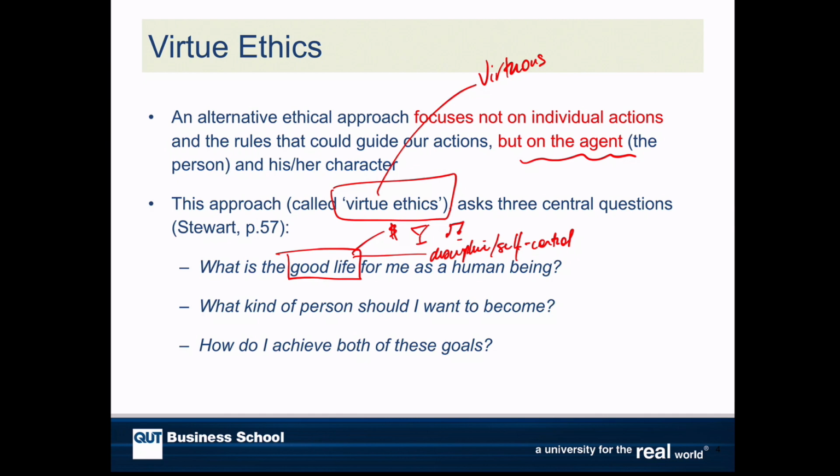Okay, so in order to get a good life, you need to work out what kind of person you want to become. Okay? And if you become this kind of person, you will lead a good life. And when we're answering those questions, we want to be able to think about, well, how do I actually go about doing it? How do I actually do this? Yeah? It's all easy to talk about it, but what do I need to do? And that's the focus of virtue ethics.